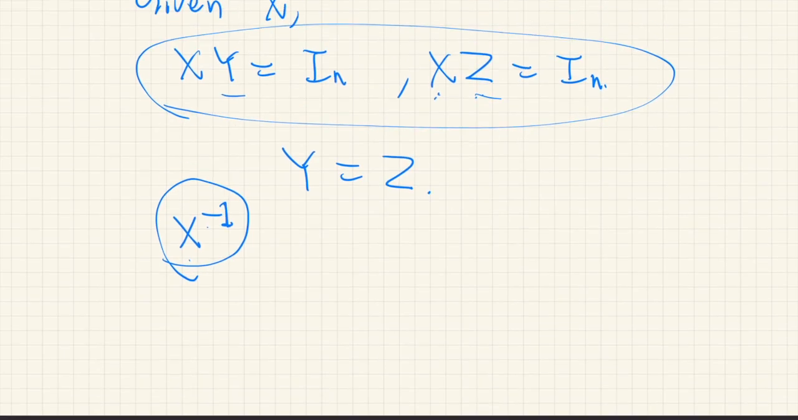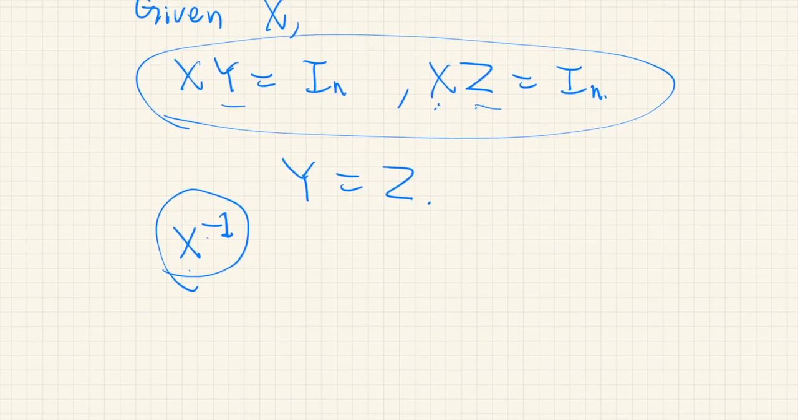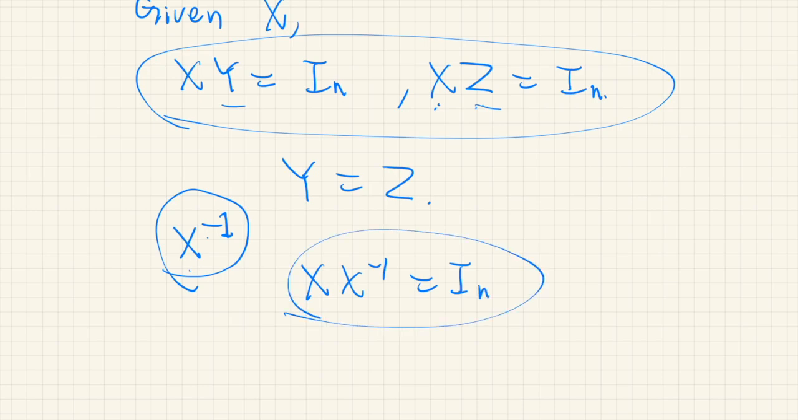Okay, and if X inverse is the inverse matrix of X, then by definition this should hold, but it also holds that X inverse times X is also the identity matrix. So X and its inverse commute under multiplication. In general, matrix multiplication does not commute, but for a matrix and its inverse, they do commute.